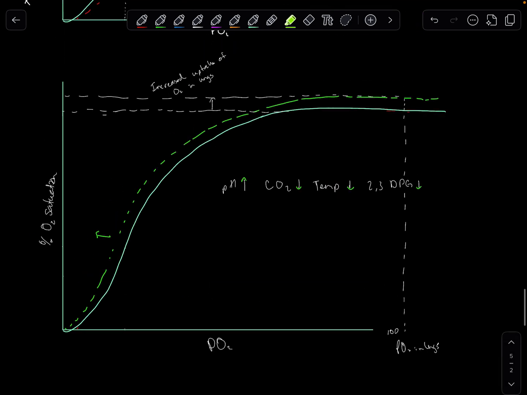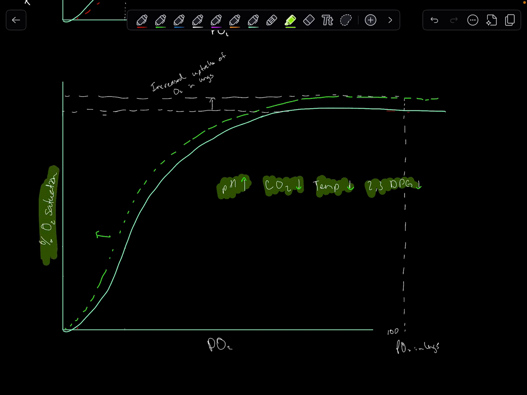In a left shift, we're going to have the complete opposite. So an increase in pH, so less acidic, a decrease in CO2, a decrease in temperature, and a decrease in DPG. And this is going to increase the uptake of O2 in the lung, or an increase in oxygen saturation.